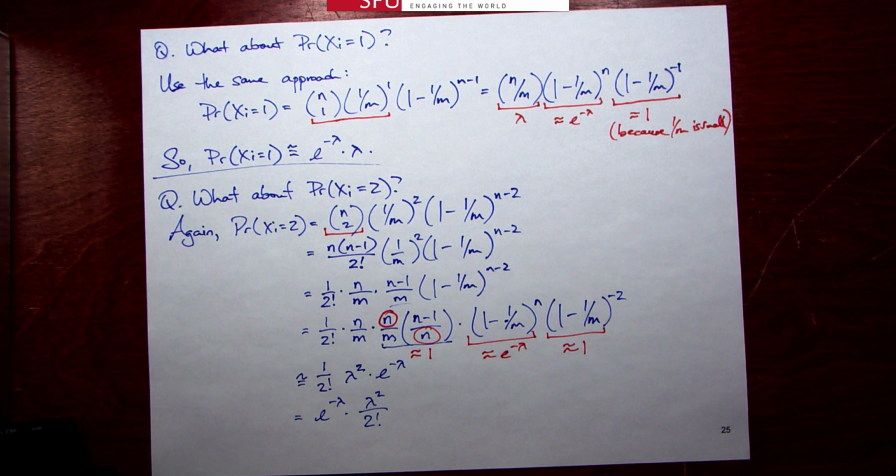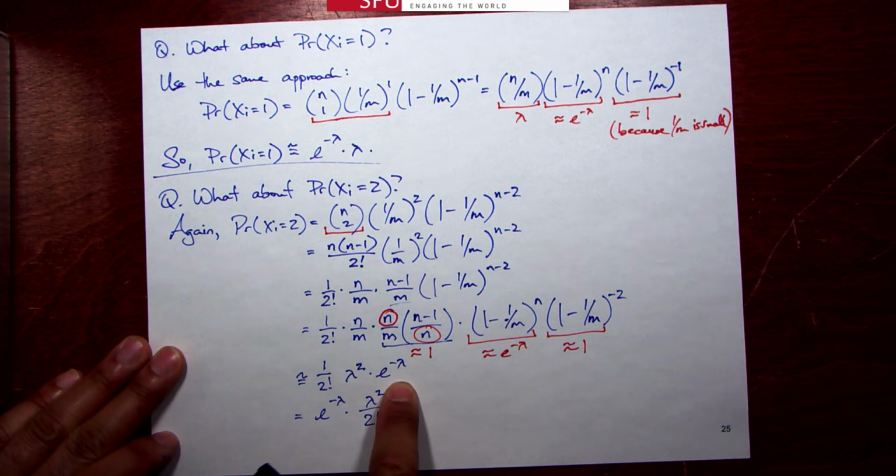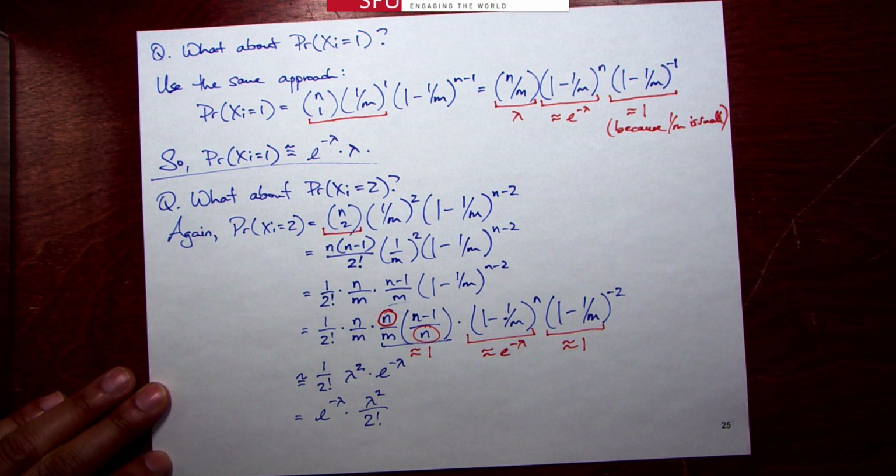So it's a bunch of approximations, and we're not throwing away too many things, but again, it's an approximation. And the pattern continues. If you do n choose 3, you end up getting a 3 factorial that survives, you get lambda to the 3, and you get this e to the minus lambda. This is what's known as the Poisson approximation.